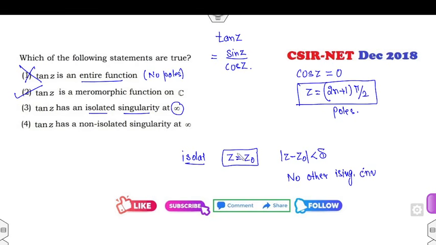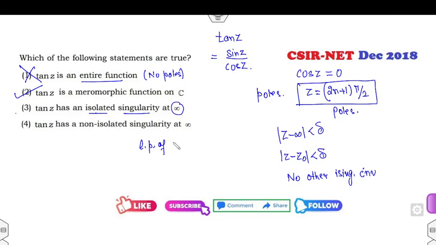But you can see when you take z is infinity, what does it mean? Whatever delta you consider, your interval will be this. There is no other singularity involved in this case. Once you talk about isolated or non-isolated, keep in your mind that it is always about the limit point. Fine. So now if I take the limit point of the pole, what is the limit point of the pole? The limit point of the pole approaches infinity as n approaches infinity.